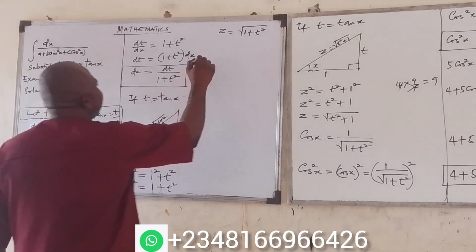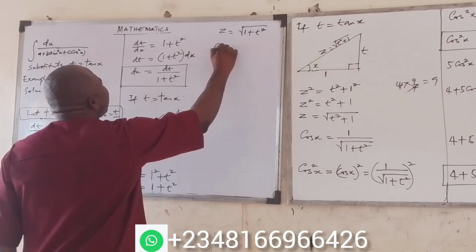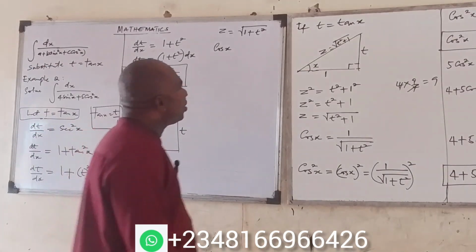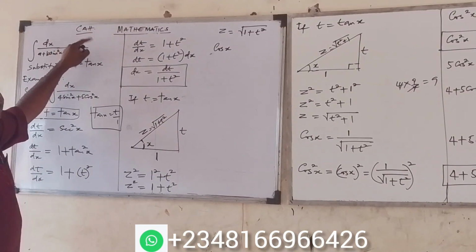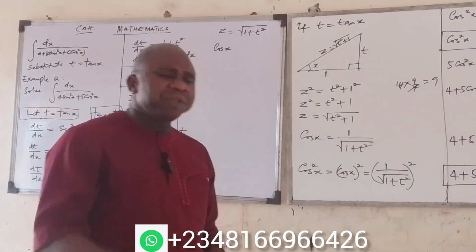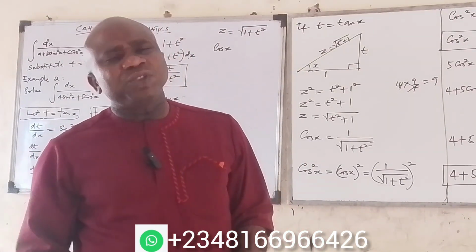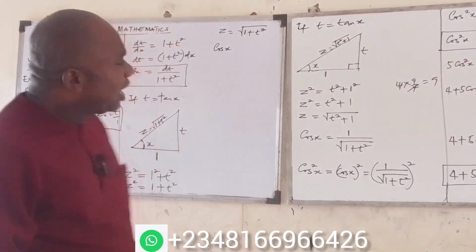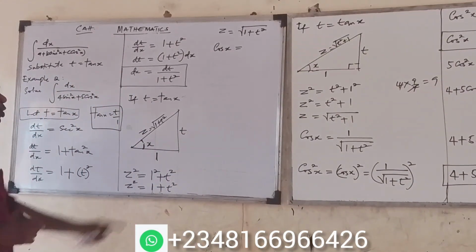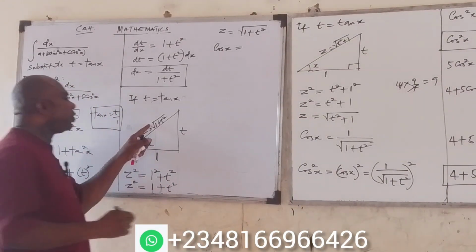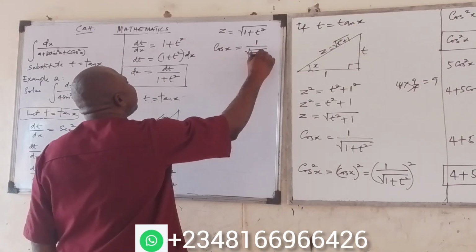Now, since we have this, let's look at the value of cos x. Remember the definition of cos. That is adjacent all over hypotenuse. So the cosine of an angle can be defined as the adjacent side divided by the hypotenuse side of a right angle triangle. So cos x will be adjacent all over hypotenuse. So we have adjacent 1, the hypotenuse is the square root of 1 plus T squared.